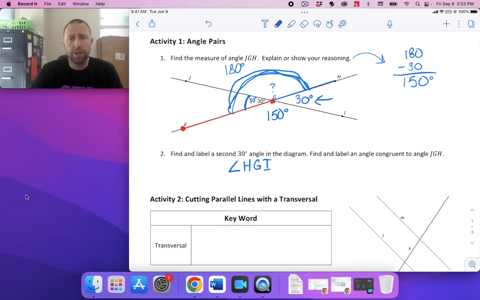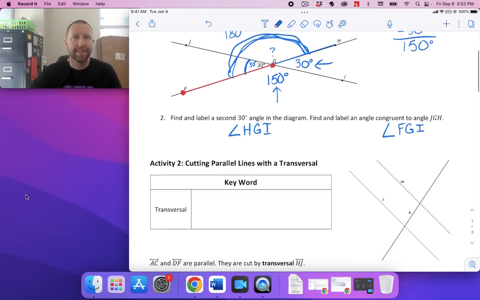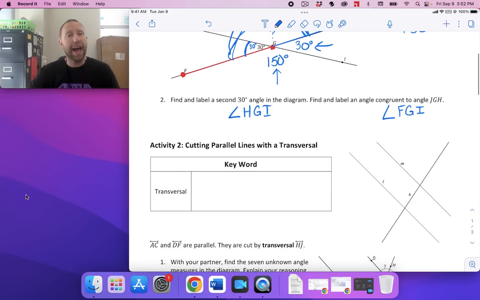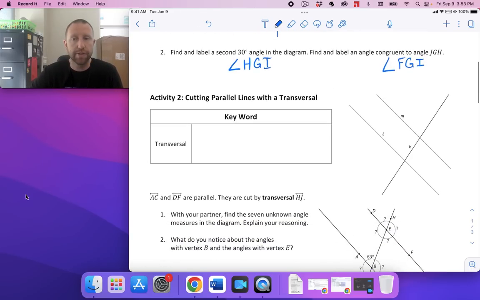For the second part of that question where it says find and label an angle congruent to angle JGH, I already labeled it. It's right here, the 150-degree angle, but let's actually write it out. And it is, start at an endpoint FGI. So angle FGI. All right. What we're going to do is use that knowledge of how we find these vertical angles to understand what happens with these intersections that you see down below.